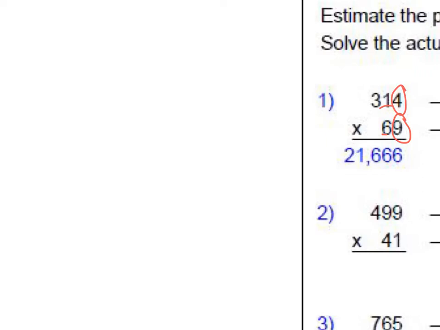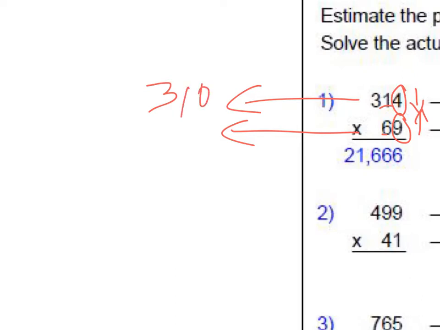So let's look at the 4. Is that going to run up or down? Down. And the 9, is it going to run up or down? Up, right? So, 314 will round to what? 310, right? Because the 1 will stay where it is, and that becomes a 10. 69 is rounding up to 70. 70, right? Okay, do me a favor and move that a little bit, sorry.